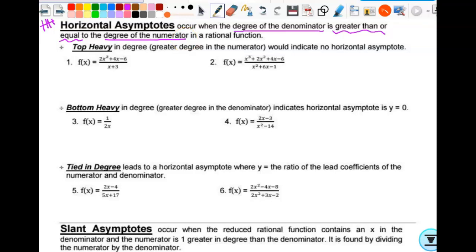Three things could happen as far as degrees are concerned. Your function could be top heavy, bottom heavy, or tied in degree. And when we're talking about top heavy, bottom heavy, we're looking at the degree of the leading term of the numerator and denominator. So when I look here at 2x squared and x, I don't care about the rest of it. X squared is a higher degree than x. Do we agree with that? That's what makes it top heavy. Top heavy is greater degree in the numerator. That indicates no horizontal asymptote. So if you look at this and you say, that's top heavy, then your horizontal asymptote answer is none.